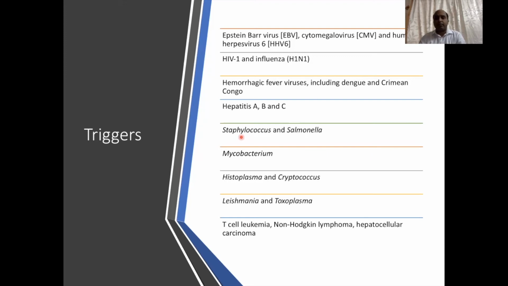sometimes it is associated with microbial infections like tuberculosis, leishmania, and apart from that, underlying malignancy like EBV-associated malignancy, lymphoma, non-Hodgkin's lymphoma, hepatocellular carcinoma. So there are different triggers which can lead to the development of macrophage activation syndrome.